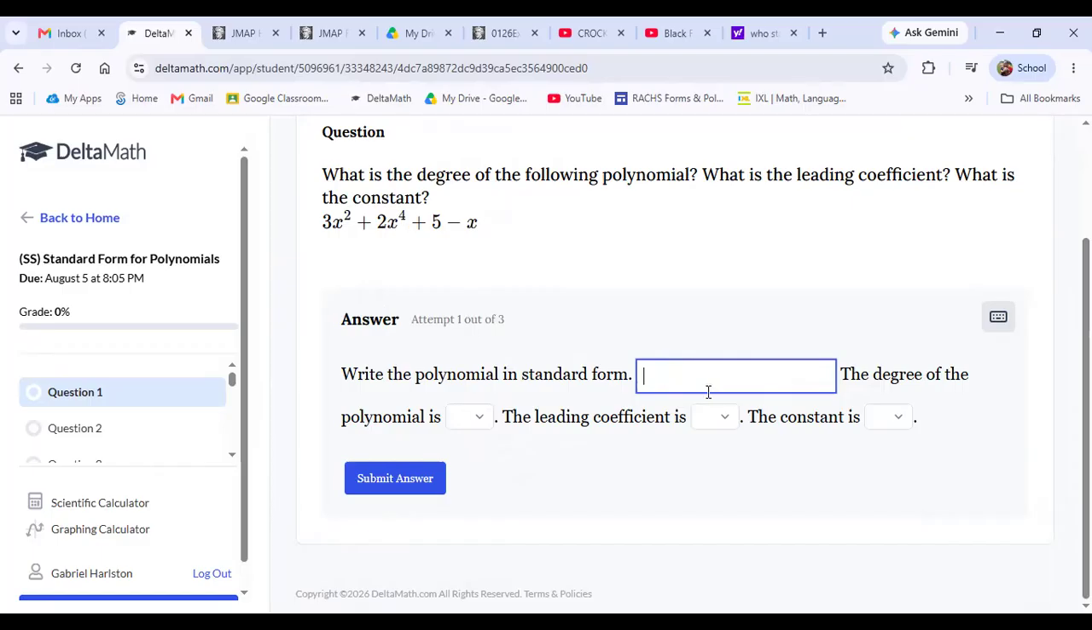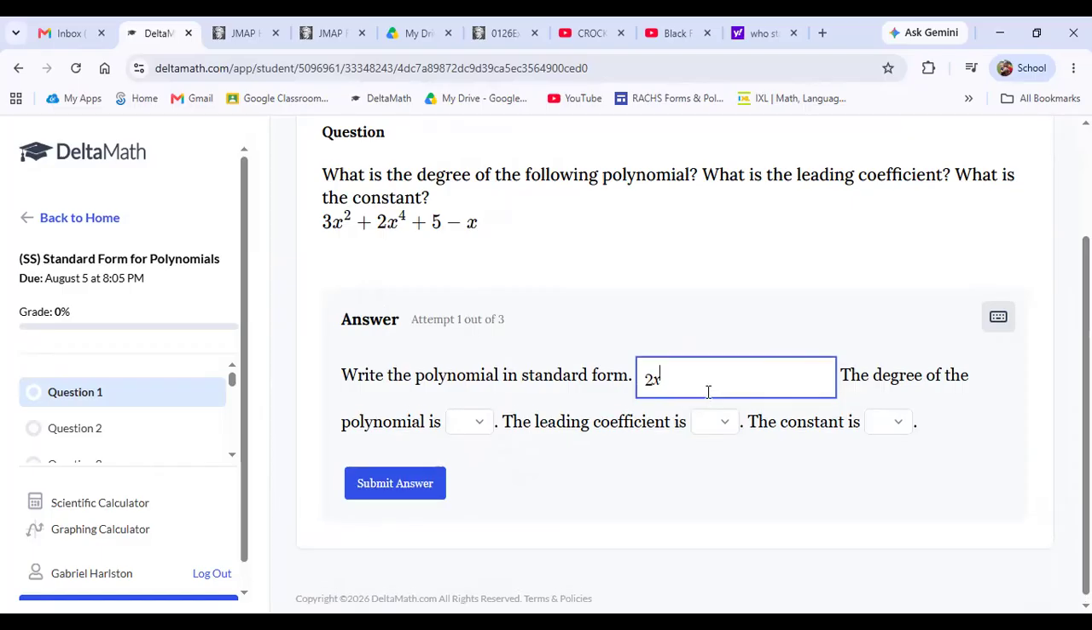So it's going to be 2x to the fourth. Okay, so that's the leading term. Now, for standard form, you just go to the next highest exponent. So it's going to be 3x squared. So I'm going to put plus 3x squared, okay? And then you go to the next highest exponent. Now, the next highest exponent is going to be here because this has a 1.